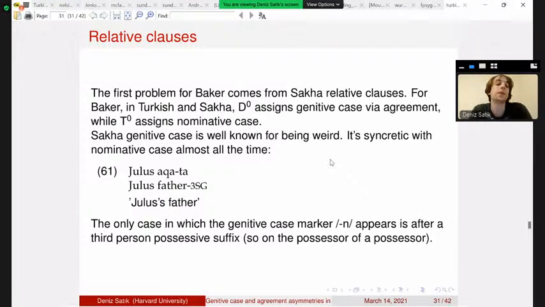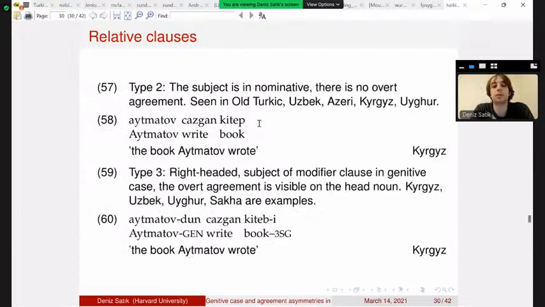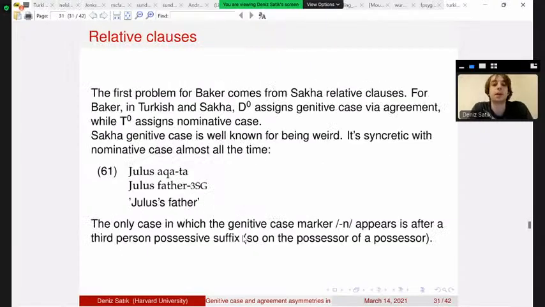So for Baker, in Turkish and Saha, T0 assigns genitive case via agreement, while T0 assigns nominative case. So if you have genitive case, you need to have nominal agreement. And if you have nominative case, you need to have no nominal agreement. And this is all stable thus far. So nothing contradicts Baker here in these cases. But there's going to be a problem with Saha, as we'll see now.